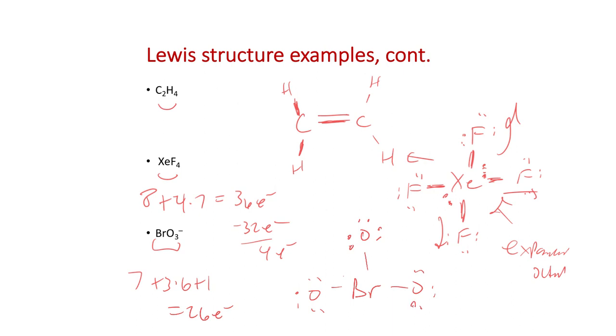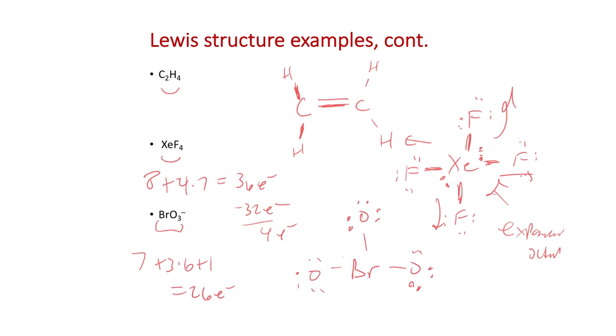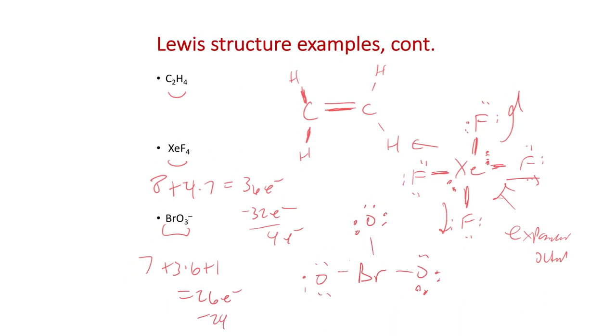So we have 3 times 8. That's minus 24 electrons. That gives us 2 electrons left over. Let's go on bromine. Now we're good here with the octet rule. So this is the octet rule structure. And then you can also minimize the formal charges.